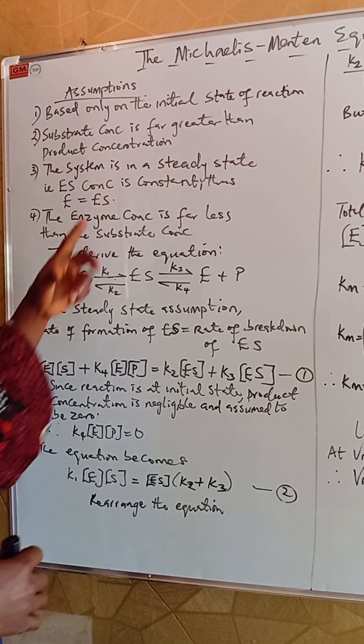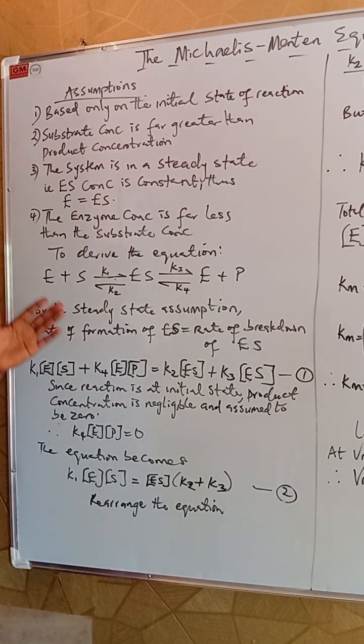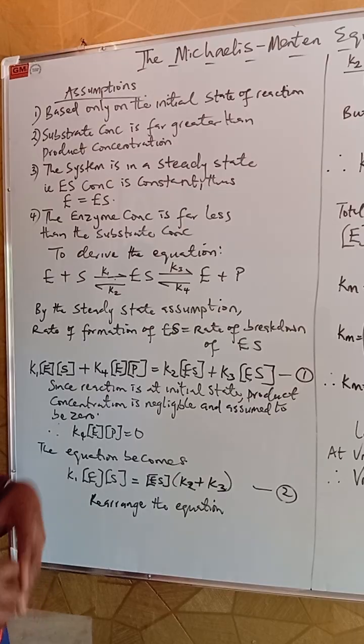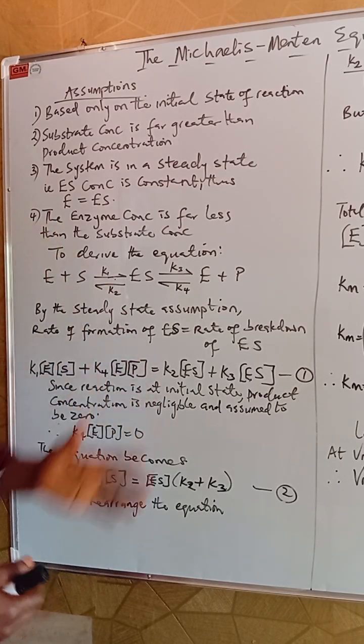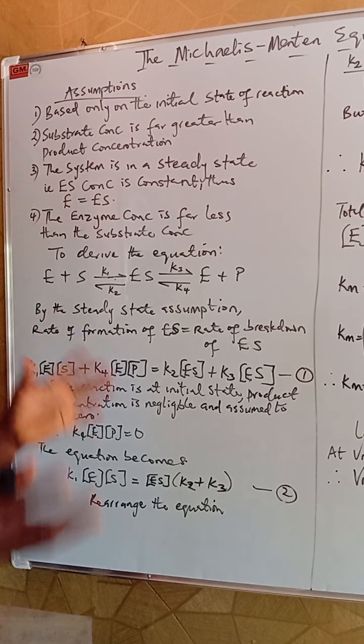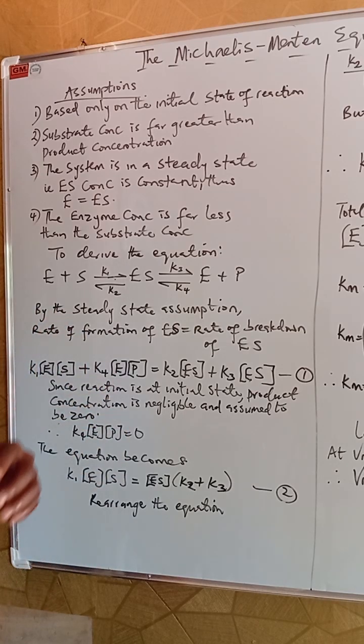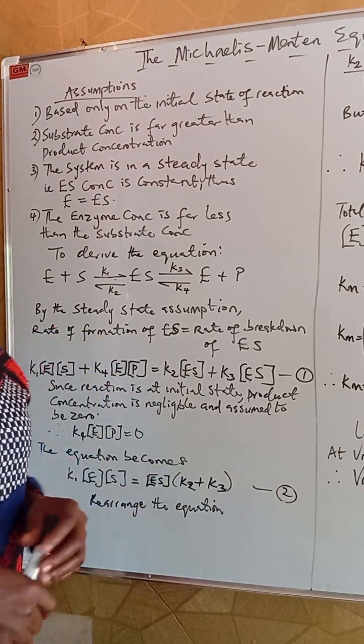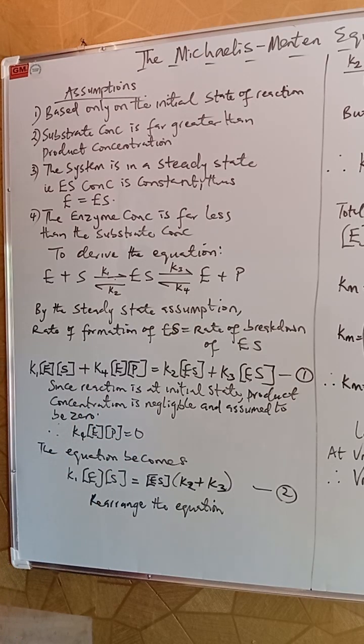The second assumption for this equation is that the substrate concentration is far greater than the product concentration, so almost the same as assumption 1. The third assumption is that the system is in a steady state, so that the concentration of the enzyme substrate complex is constant. And then lastly, another assumption here is that the enzyme concentration is far less than the substrate concentration. Now, how do we derive the Michaelis-Menten equation?